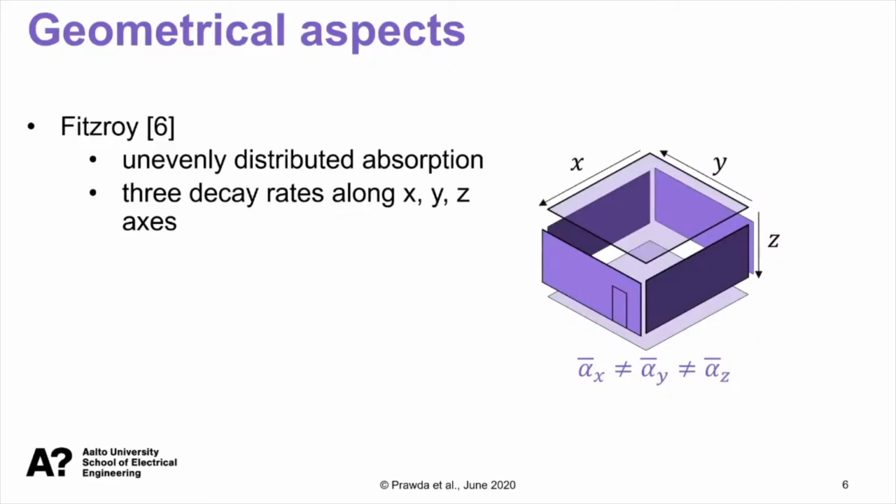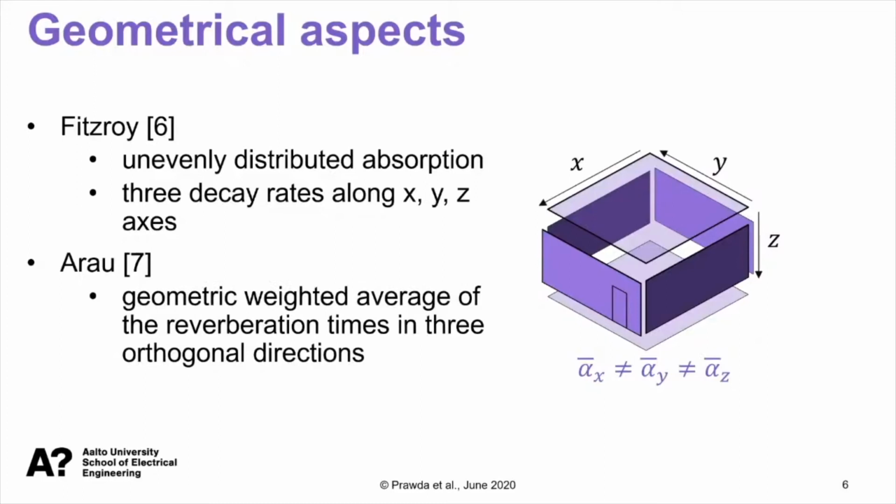He assumed that there is a relation within 3 possible decay rates along the 3 basic axes in a rectangular room. A similar idea was introduced by Arau, who described the T60 as a geometric weighted average of the reverberation times in 3 orthogonal directions.